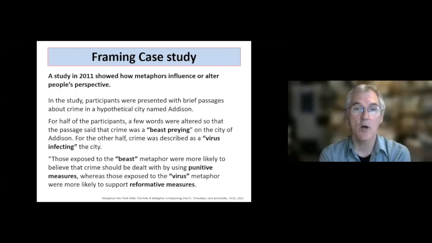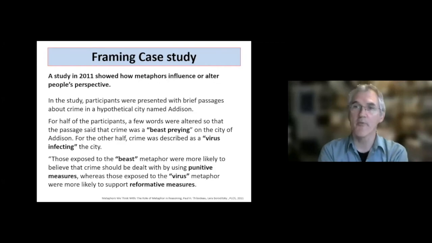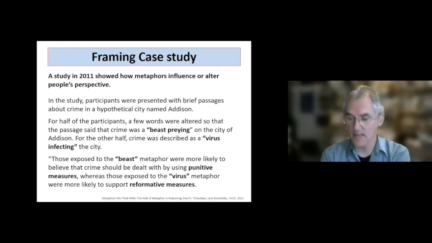Those who were told the beast preying on the city metaphor were more likely to believe that crime should be dealt with using punitive measures, more policing and more punishments. Whereas those who were told that crime was a virus infecting the city were more likely to support reform and reformative measures. So framing can very much affect the way you think about things.